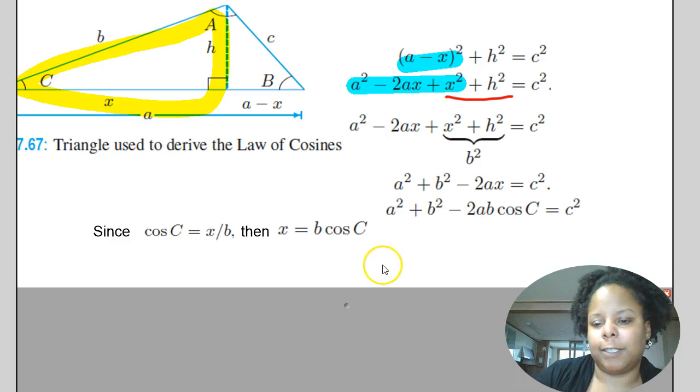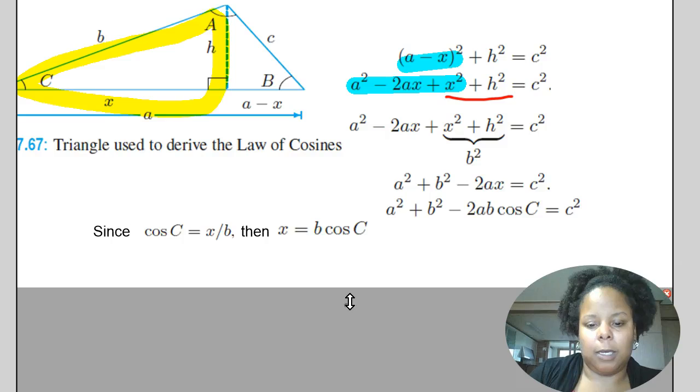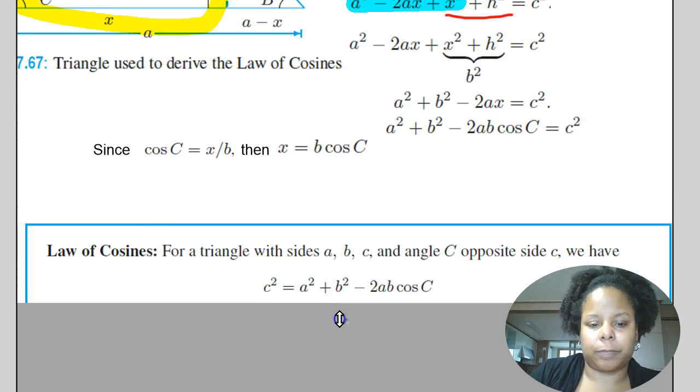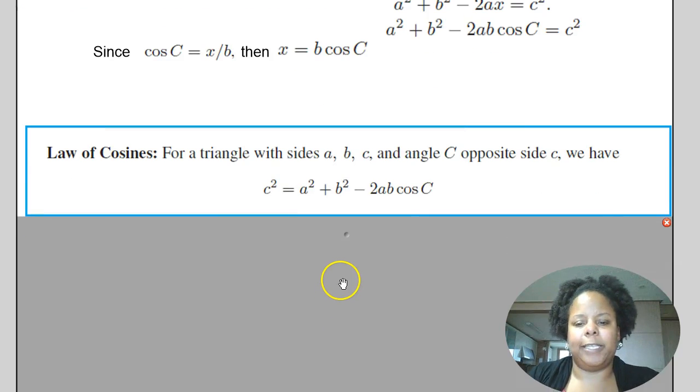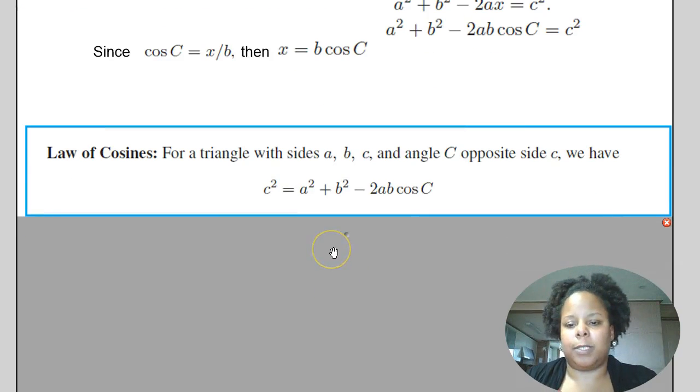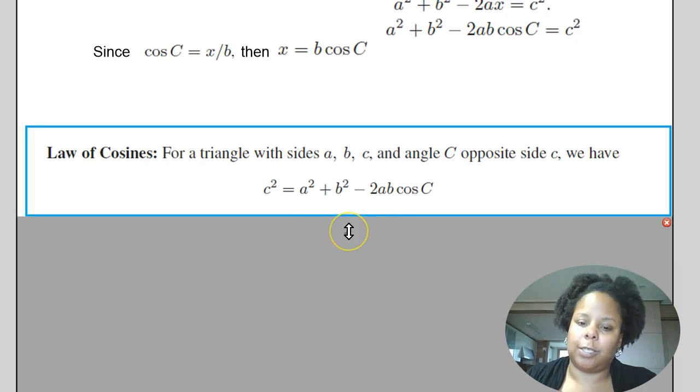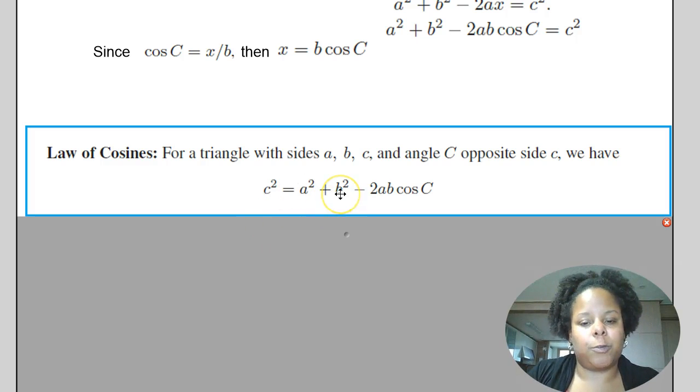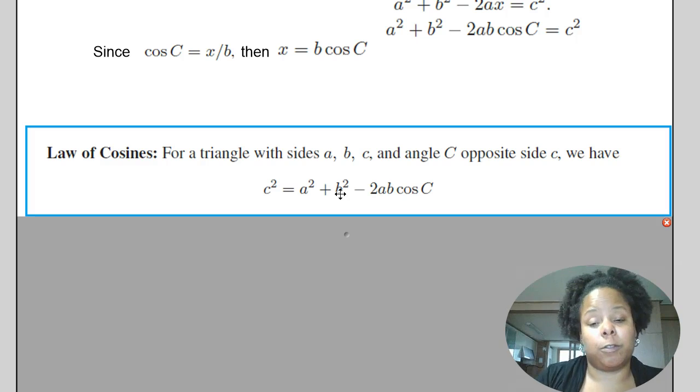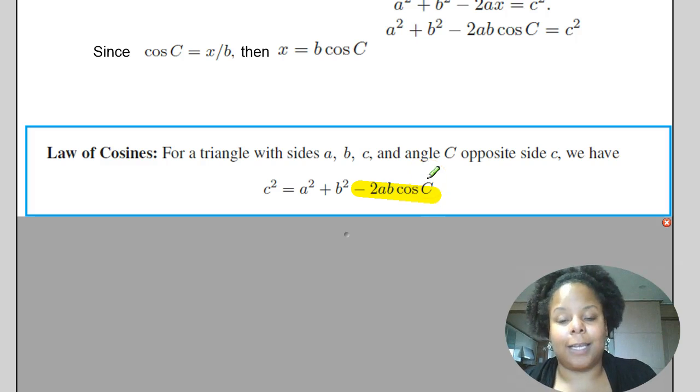And this is the definition of the law of cosines: for any triangle with sides a, b, c, and the angle C opposite side c, we have this relationship, and this is how I always remember it. c squared is equal to a squared plus b squared, pretty much like the Pythagorean theorem if it was a right triangle, but then we have to subtract 2 times the product of the legs times the cosine of the angle in between the legs.